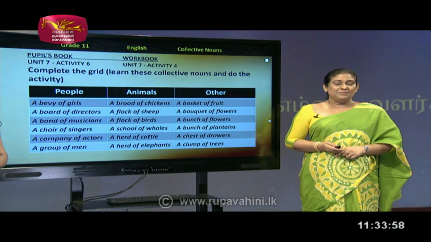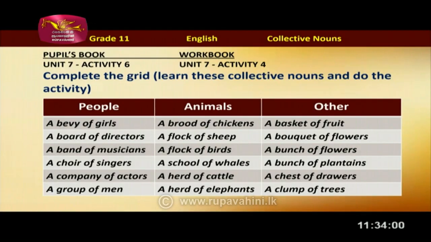Now this is from your pupils book and a workbook as well. There are two activities almost the same, so I have combined both. In the pupils book, it's Unit 7, Activity 6. In the workbook, same unit 7, but it is Activity 4. Complete the grid using the words that we have given you. Of course, you had to find them on your own, yes, but we have helped you by giving a list of words.